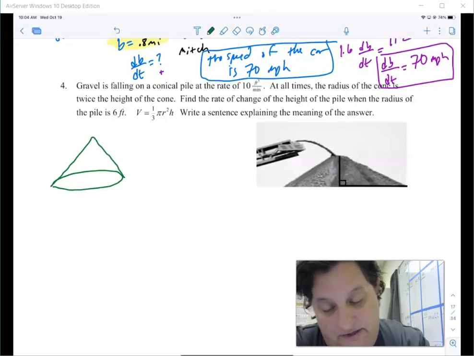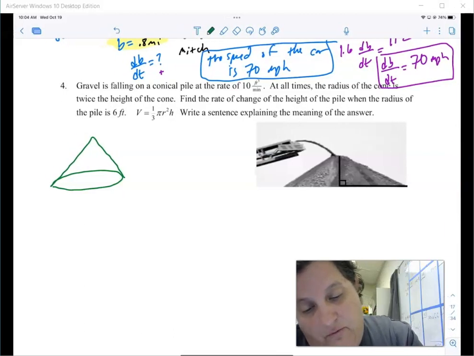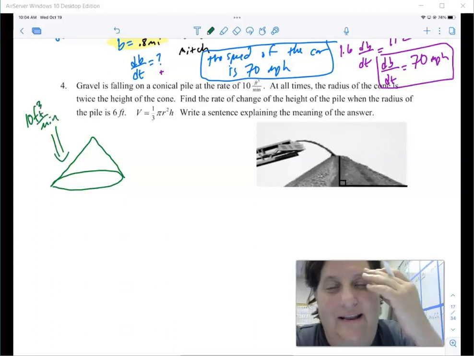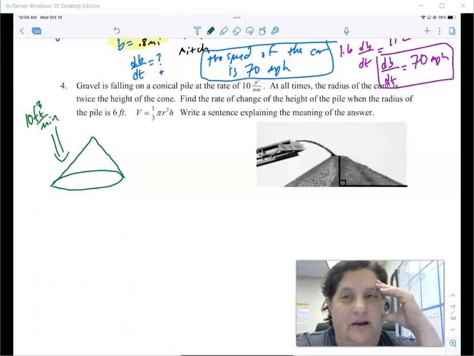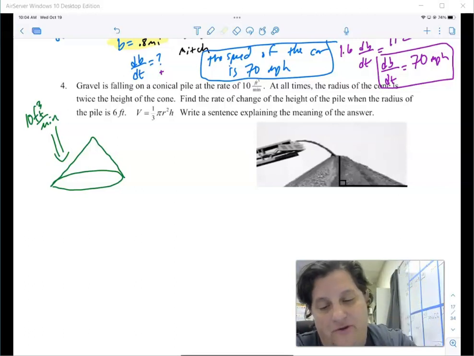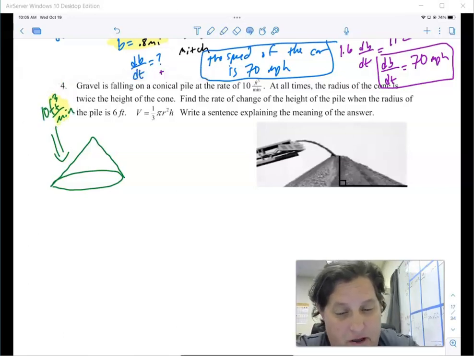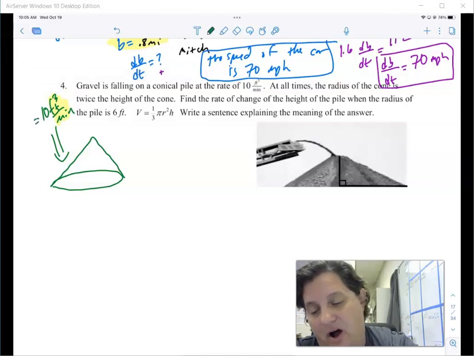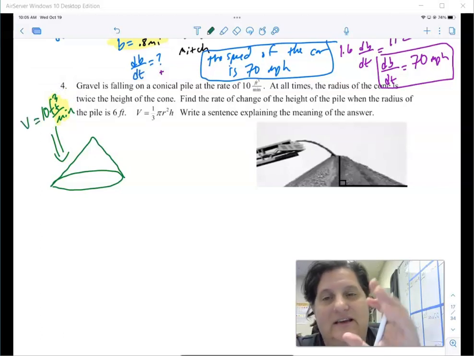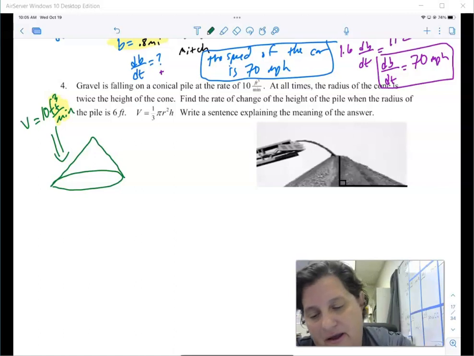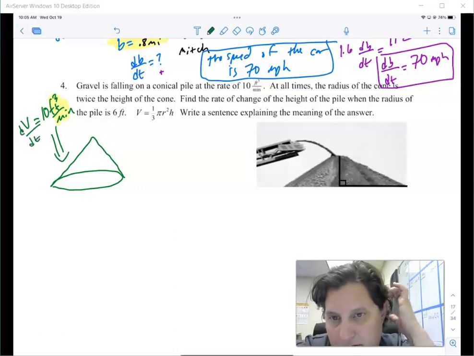On a conical pile. I said conical cone. That's funny. At the rate of 10 feet cubed per minute. So I need a letter for that. Guys, a lot of times your units will tell you the letter. Feet cubed, what do we use units cubed for? Typically we use units cubed for volume. Now if it just said 10 feet cubed, that's a volume thing. But then it says per minute, that's a dV/dt, that's a rate. Okay?